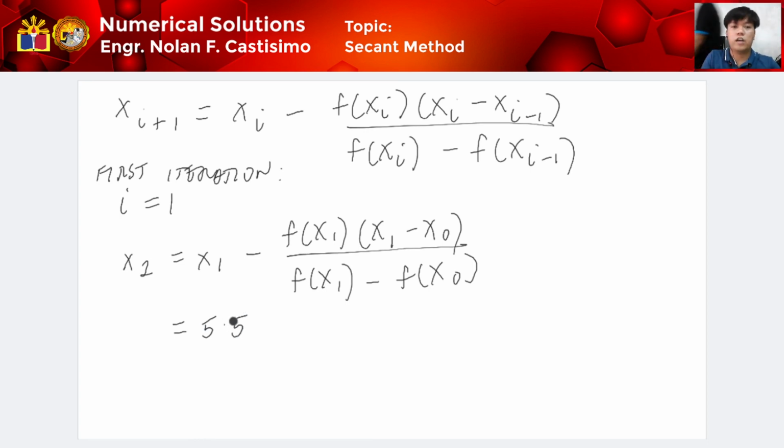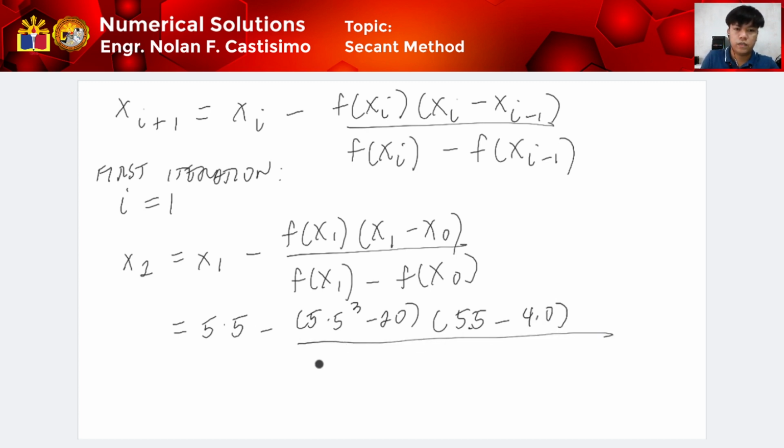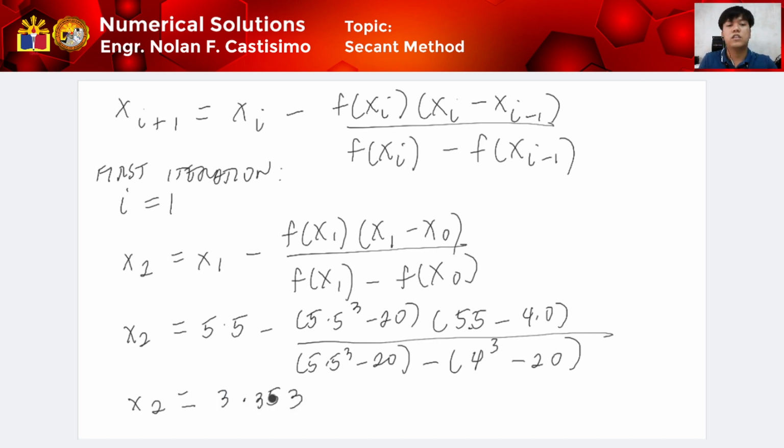5.5. Okay? And our f of x1 natin, ang function natin, so we have 5.5 raised to 3 minus 20 multiplied to 5.5. So yun si x1 natin, si x0 natin is 4.0, divided by 5.5 raised to 3 minus 20, minus f of x0, so 4 raised to 3 minus 20. Okay, yan. So value natin ng x2 natin ay equivalent to 3.353. Okay? So 3 decimal places.